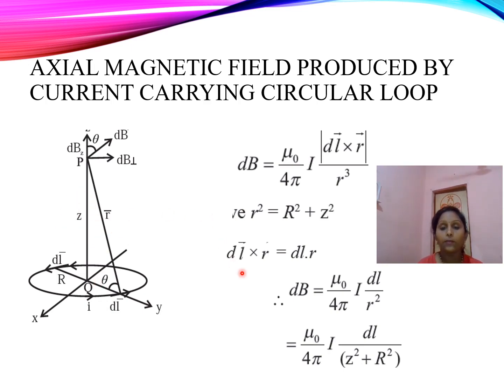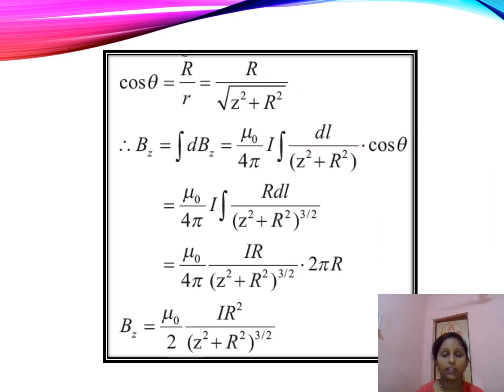Then we know dl is perpendicular to r. So dl vector cross r vector can even be written as dl into r, because your dl is in one axis and r is in the other axis. So the equation becomes dB is equal to μ0 by 4π I dl r divided by r cube. I'll cancel out the common terms. The equation comes μ0 divided by 4π I dl by r square. Then by substituting the r square value, the equation comes dB is equal to μ0 by 4π I dl divided by z square plus capital R square. From the triangle, we get cos θ is equal to capital R by small r, which is also equal to capital R divided by square root of z square plus R square.